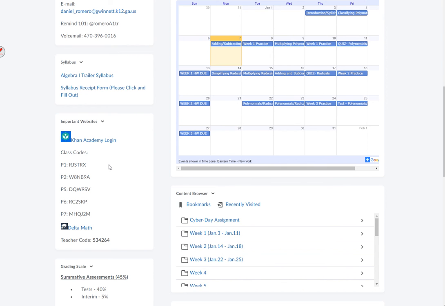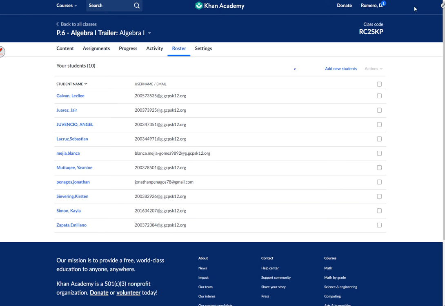It might ask you for your grade and your age. Go ahead and put that in. So when you get to Khan Academy, you see this code here for sixth period, RC2SKP. It's written there if you need it. Once you're in Khan Academy, there's two things I need you to do, but there's only one time.